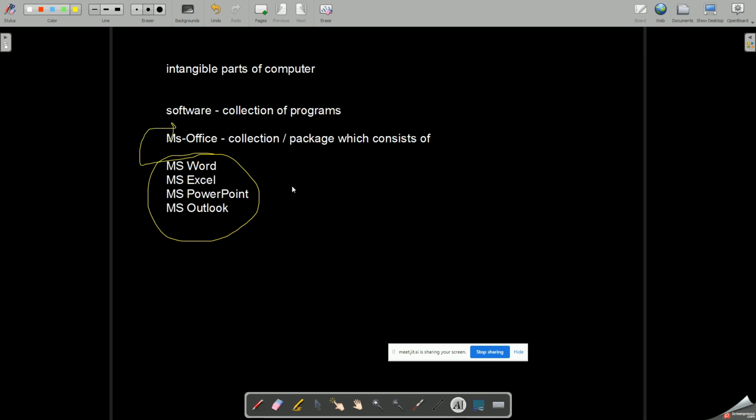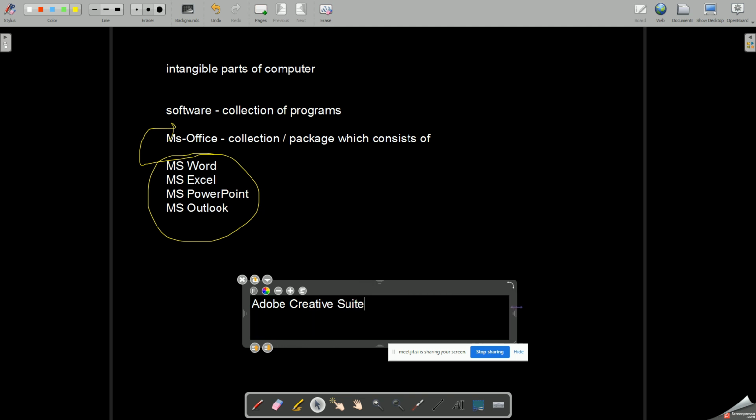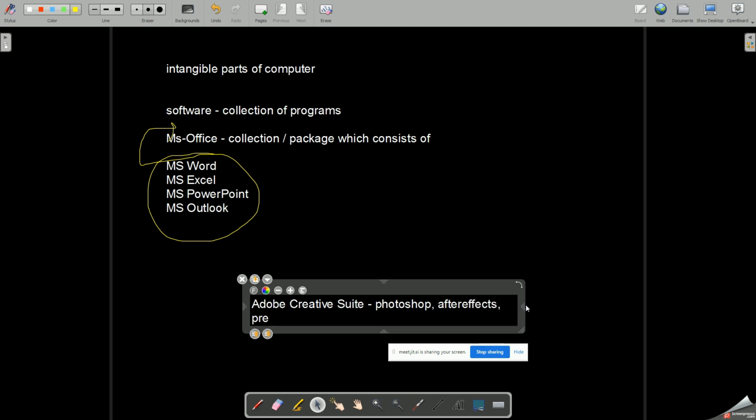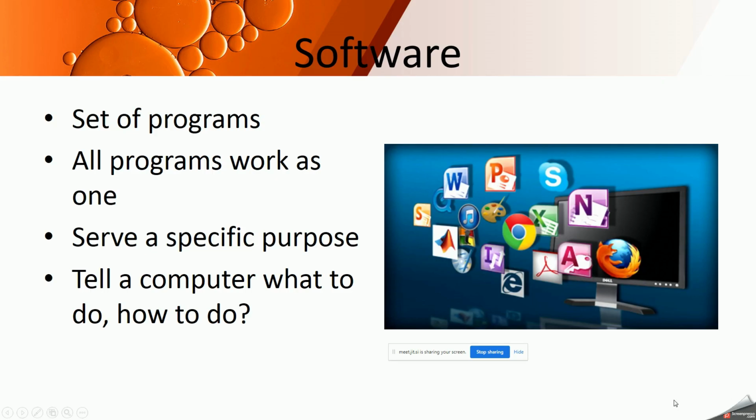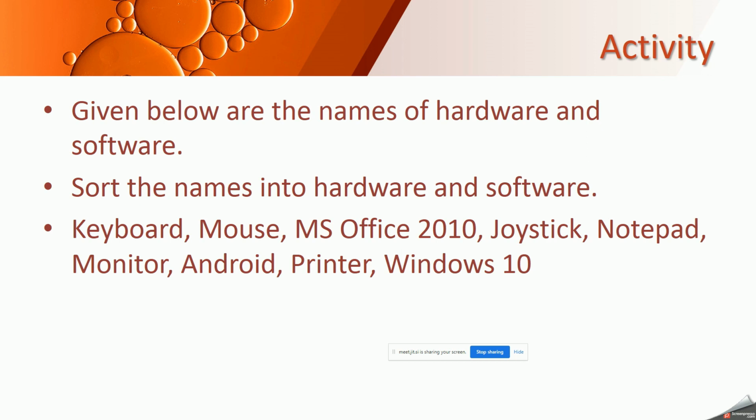Likewise, we have many other softwares like Adobe Creative Suite. It is a collection of many apps like Photoshop, After Effects, Adobe Premiere Pro. So all these are what? These are all the different types of softwares which are available in the market. Now there are different types of softwares also. So I'm not going into that because that is beyond the scope of your syllabus.